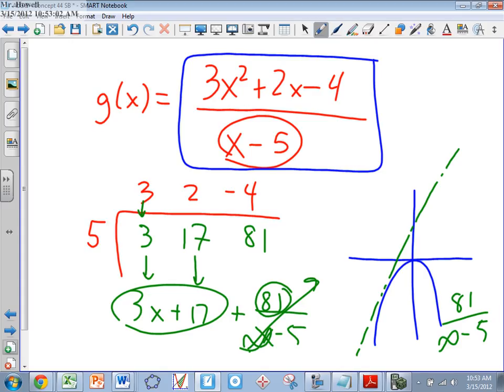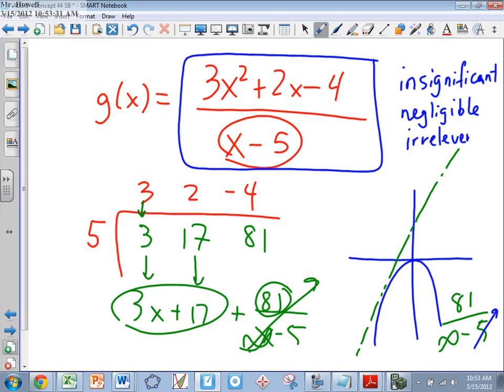5 is, what do we call it? What's the word we're going to use? Insignificant, irrelevant, negligible. Any of those words are good. It's going to be 0. Any of those 3 words are fine: insignificant, irrelevant, negligible.